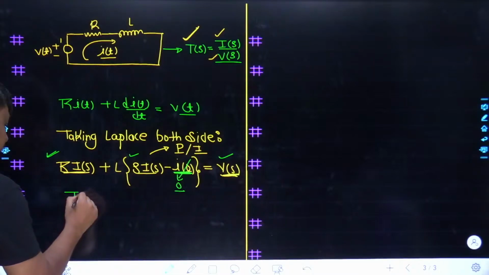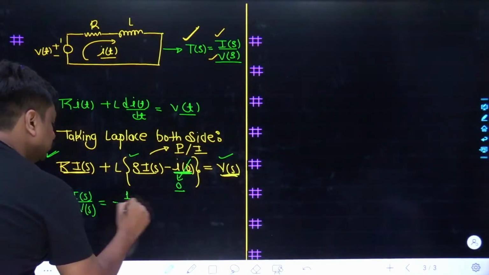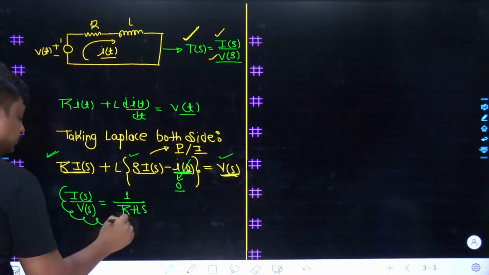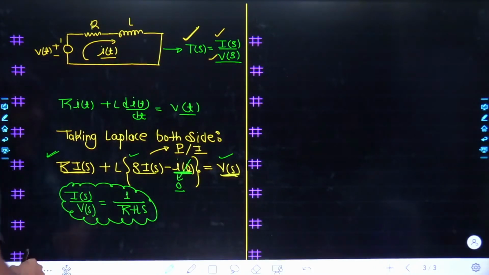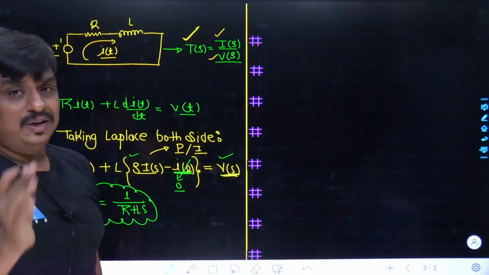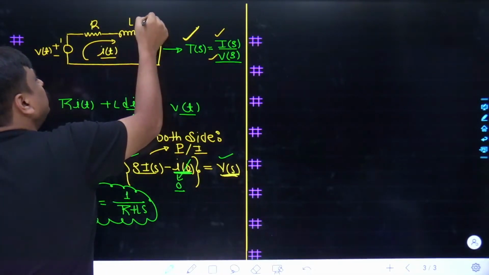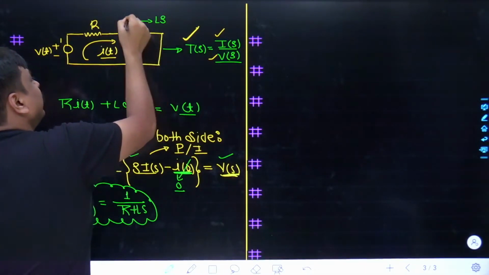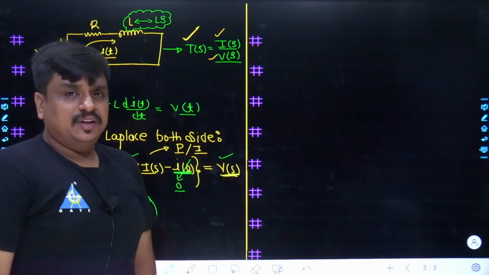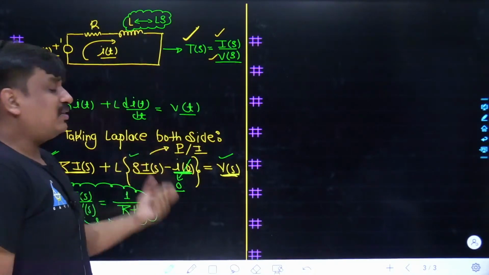I get the ratio I of s divided by V of s is equal to 1 divided by R plus Ls. Yes. So that is what I used to say: whenever we are dealing with any electrical network in the control domain, where the study has to be made over the transfer function domain, what we do is the L is simply taken as Ls, which we have seen earlier. The initial condition is again dropped. Again I am saying I am not very happy while dropping this initial condition, but there is no other way. This is the limitation of the transfer function.